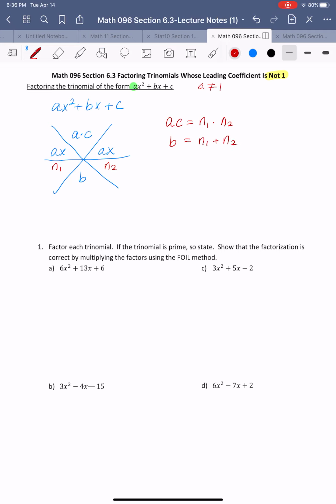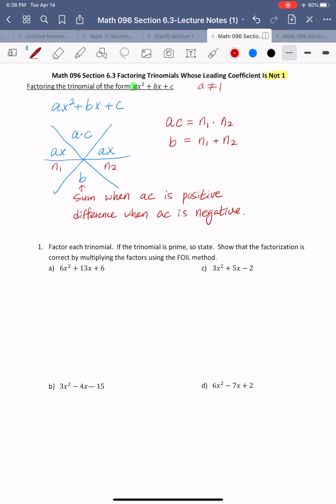But we need to make sure that b could be a sum when AC is positive, and it could be a difference when AC is negative. Okay, so that's what we're going to talk about in 6.3.